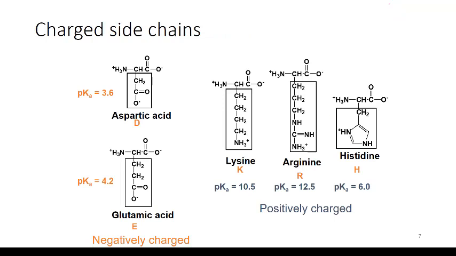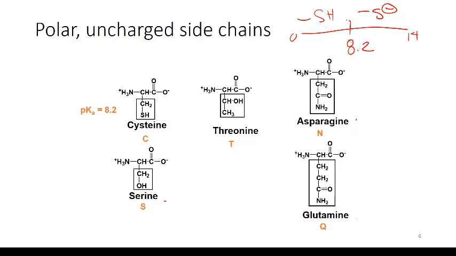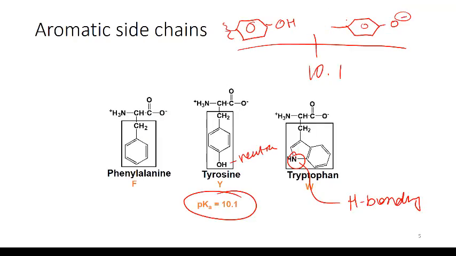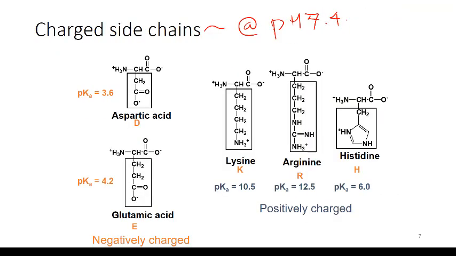These amino acids are called our charged side chains because they're charged at physiological pH, 7.4. The other amino acids, cysteine and tyrosine, have the ability to carry a charge, but because of where their pKa is, they're neutral under normal conditions. Not so with our charged side chains. We have amino acids that are negatively charged and amino acids that are positively charged.